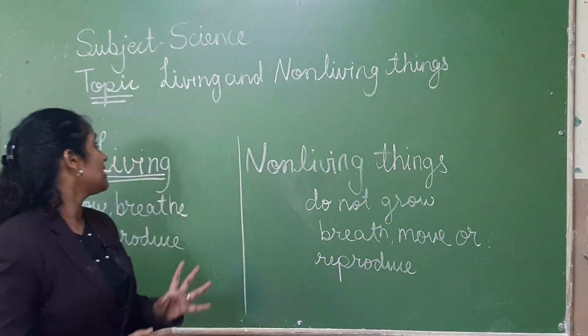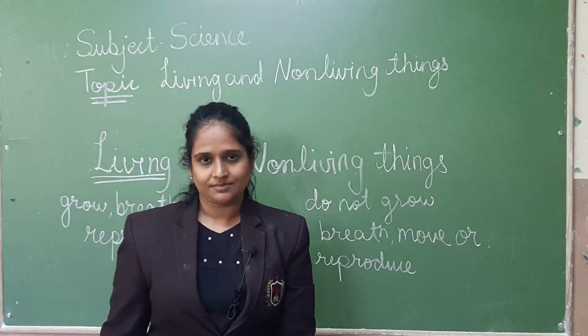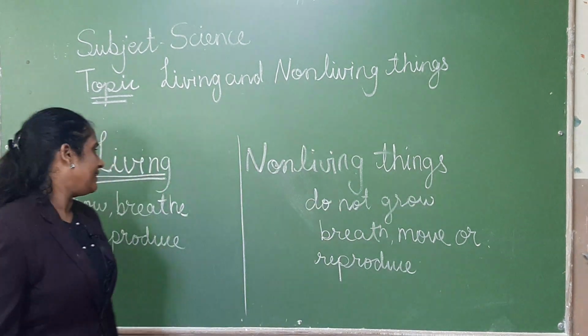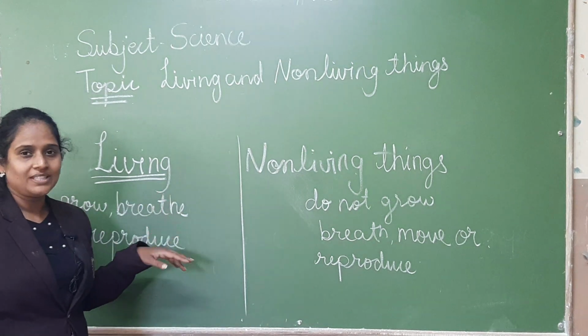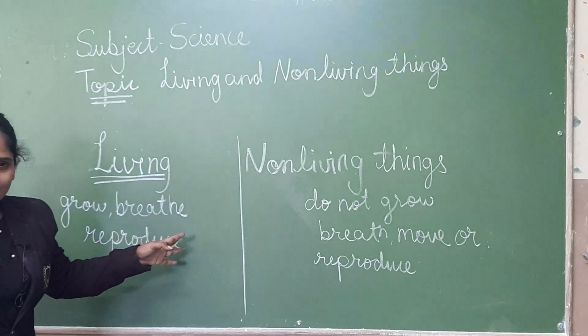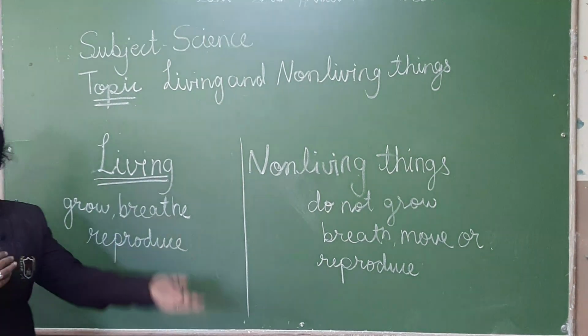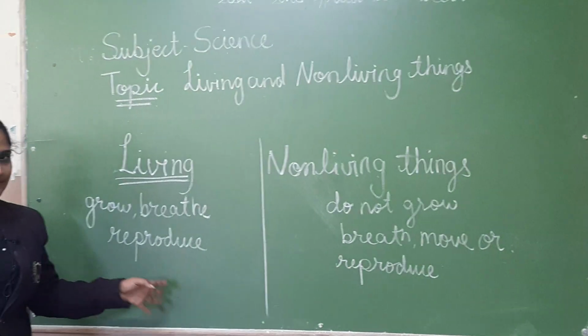In science, today's topic is living and non-living things. Now, living things. What are living things? Things which can grow, which can breathe, which can reproduce. They are called living things.